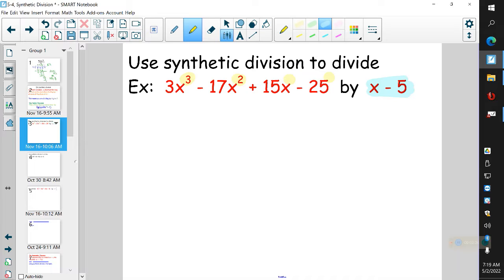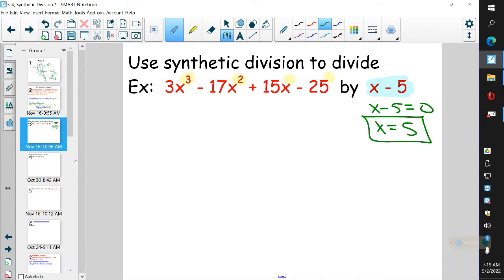So the very first thing we're going to do is take this part right here, which is what we call the divisor. And we're going to set that divisor equal to 0. X is equal to 5, and this 5 is what we're actually going to divide by. So I'm going to make a half box, and in that half box, I am going to put the number 5, because that's what we're actually dividing by. We are dividing by the expression x minus 5, but what we're actually dividing by is the number 5.